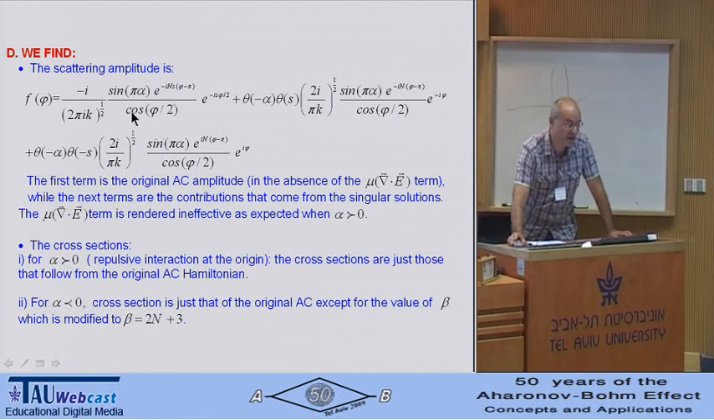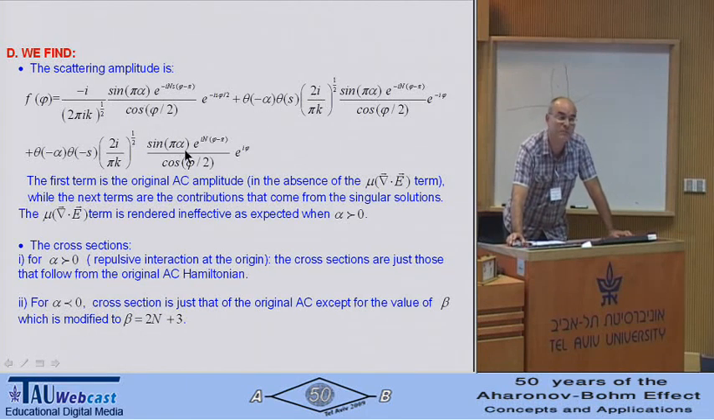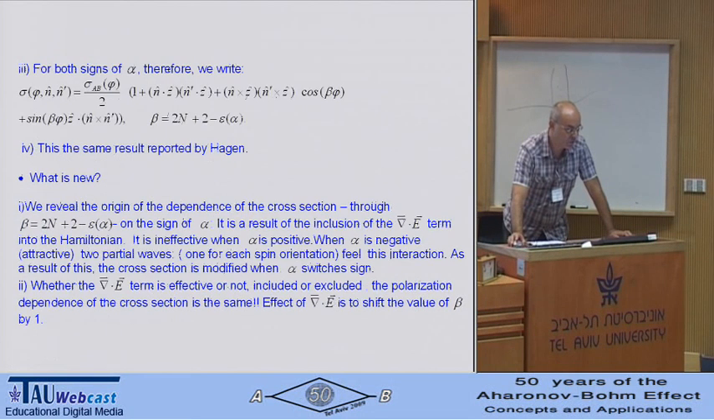This is the standard amplitude that one gets for the original AC Hamiltonian, and these two contributions come when you include this div E term. These lead, as a cross-section, to the following result. This is exactly the same result derived by Hagen, starting from the 2 plus 1 dimensional Dirac equation, and it has this dependence on alpha and on n and on the sign of alpha.